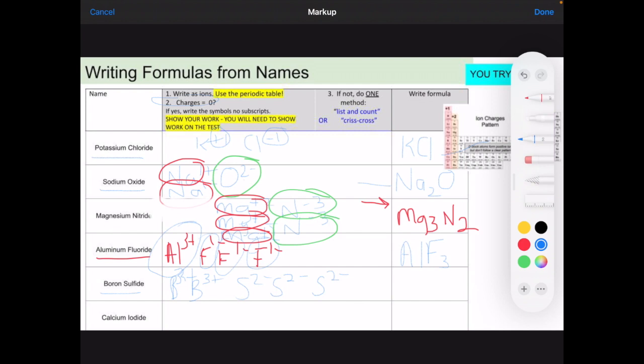I have +6 from the B, 2 B's, and I have -6 from 3 S's. We're going to count them. I'll count them again. How many? 2 B's. So B2. And then how many S's? 1, 2, 3. S3. So notice, kind of like the Mg3N2, we have the most ions when it's trying to balance 3 against 2.